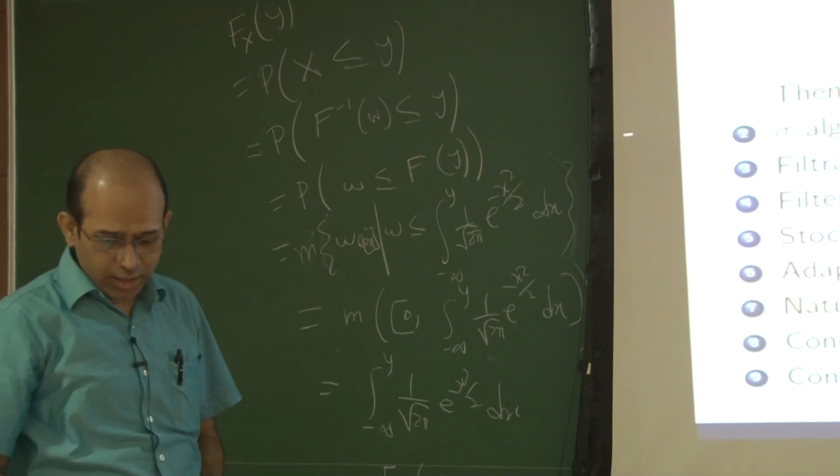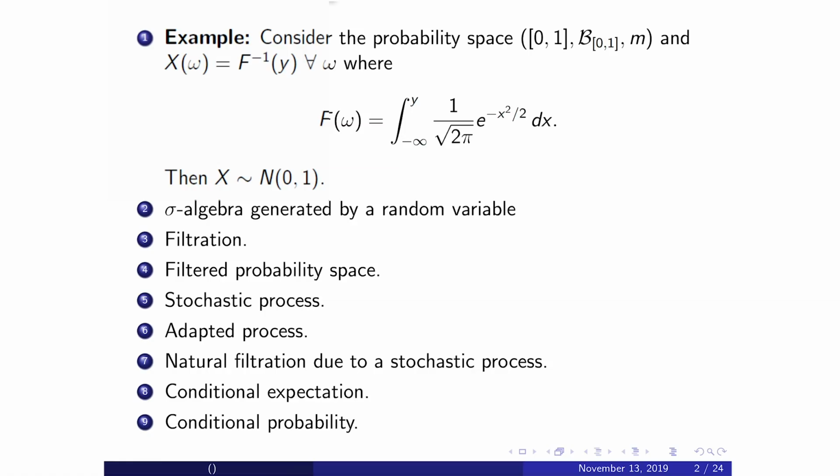So, this is the proof that if I consider this particular probability space and this particular measurable function, then also I can model a normal random variable.